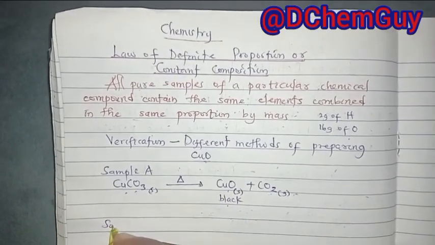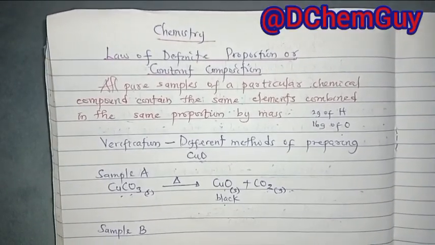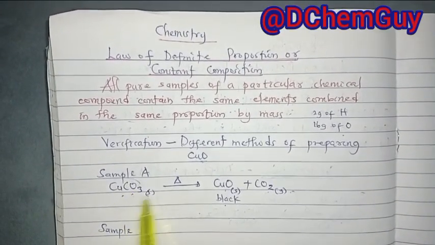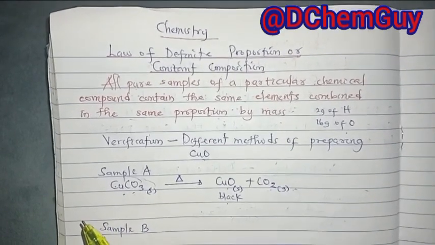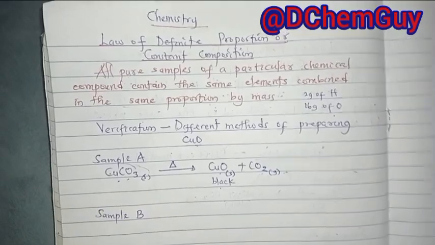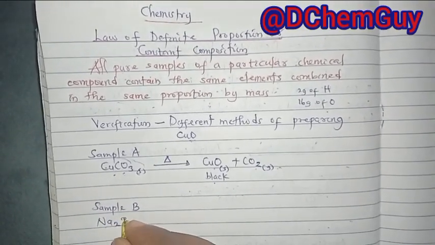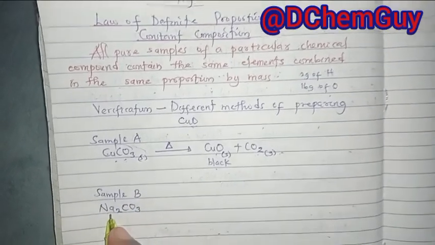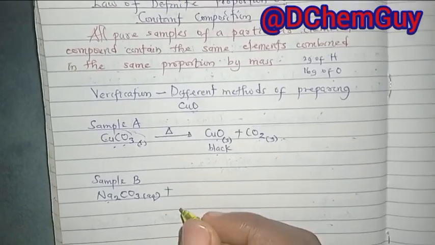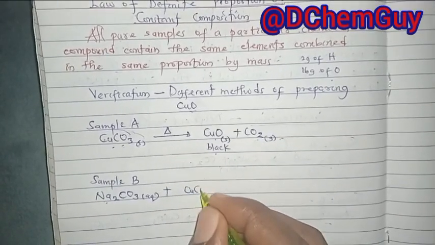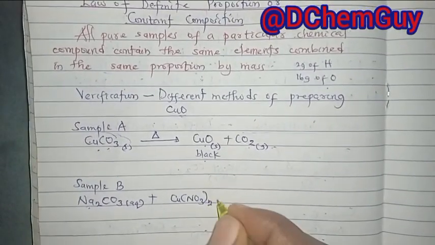So sample B. Let's start by preparing this first. And how can we prepare this? We can prepare this through a precipitation reaction. What do I mean by precipitation reaction? We are going to get a soluble salt, that is sodium trioxocarbonate 4, so we put aqueous because it's soluble, plus copper 2 trioxonitrate 5. It's also soluble, so you put aqueous.